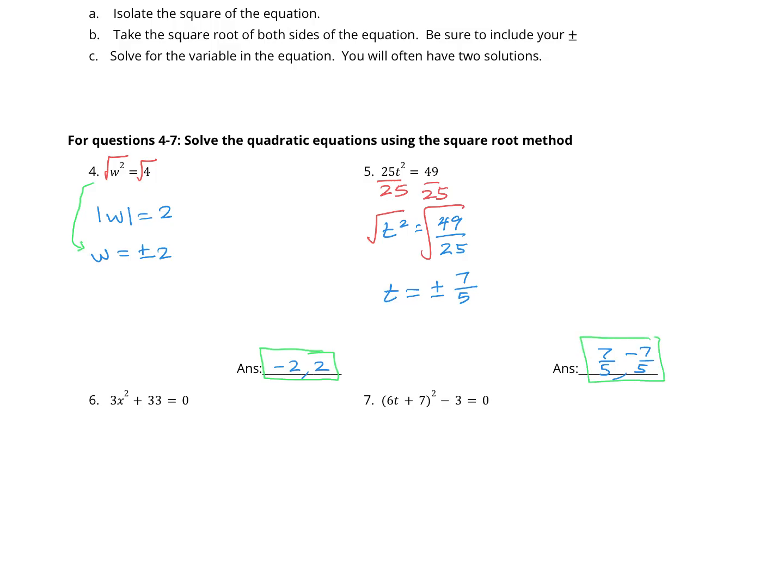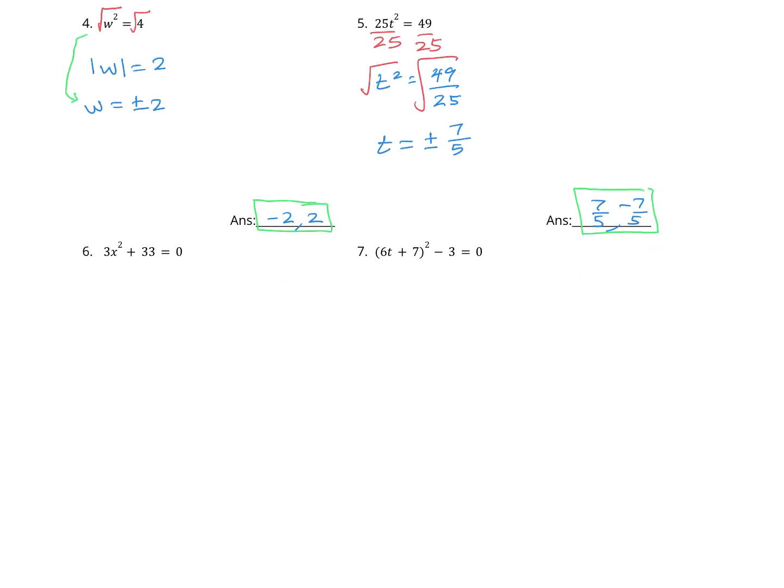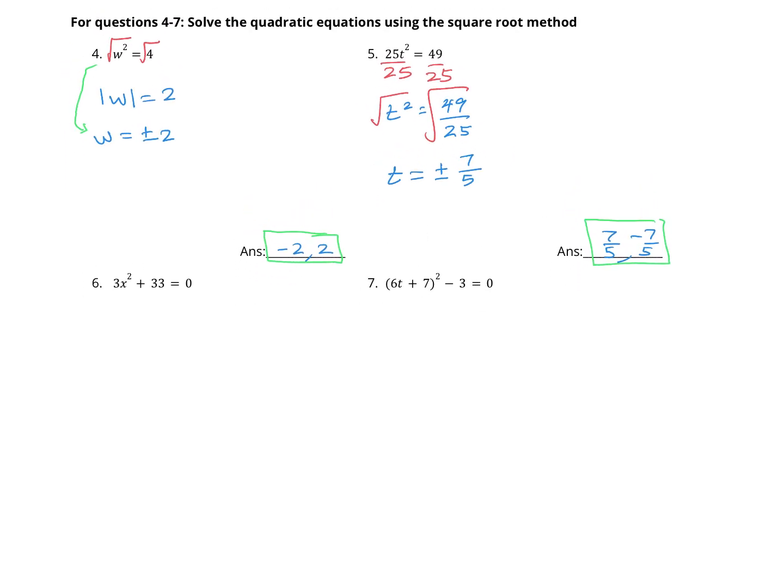All right, now let's move on to the next, and we'll keep building up our difficulty here. For the next equation, you will notice that I first need to isolate by subtracting 33 from both sides. That's going to take me to 3x squared equals negative 33. I can divide both sides by 3 now to simplify. I get x squared equals negative 11. Just like before, we now take the square root of both sides. And be very careful. The square root of x squared is x.